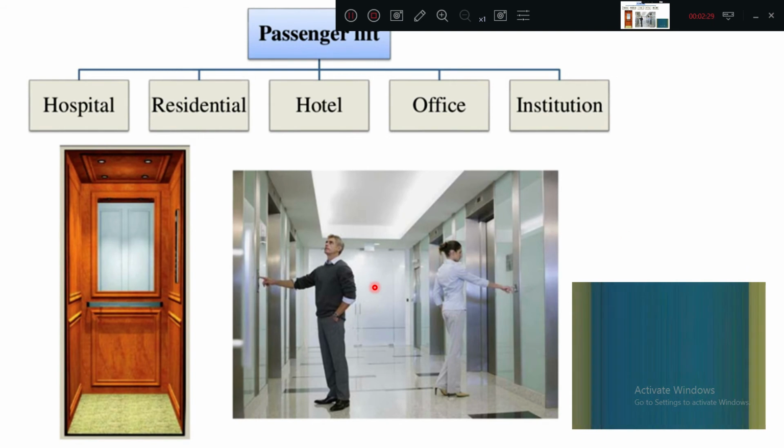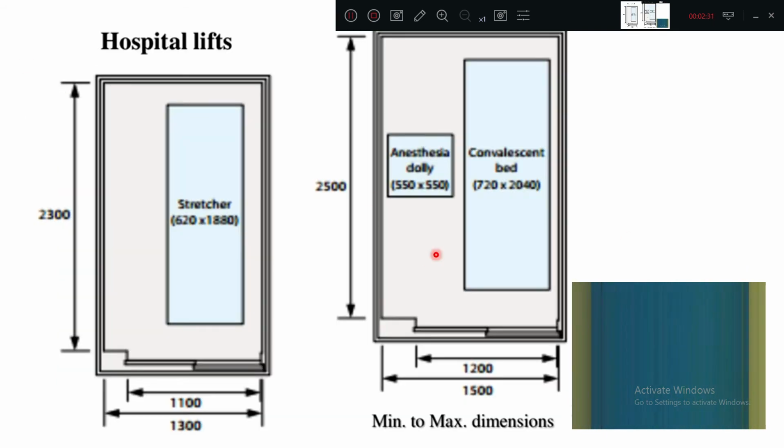Passenger lift can be used in a hospital. These are the typical dimensions, all in mm, with minimum and maximum dimensions. Width is 1100 to 1300, and length will be 2300. Stretcher dimensions are 620 mm to 1880 mm. For a bigger size, the dimensions are a little larger, 720 to 1040. Some small table can also be accommodated. Apart from that, 3 persons and one lift attender. One lift attender is compulsory here.